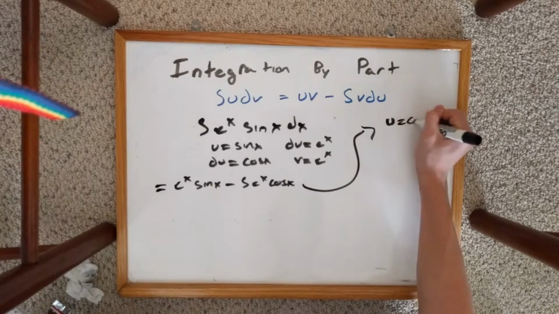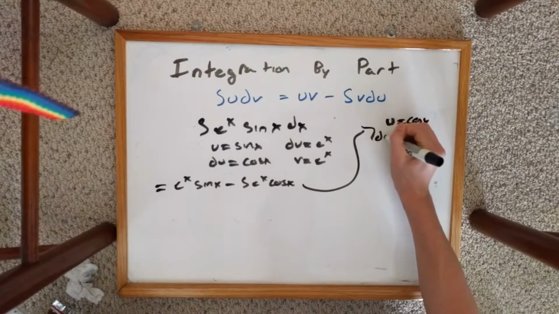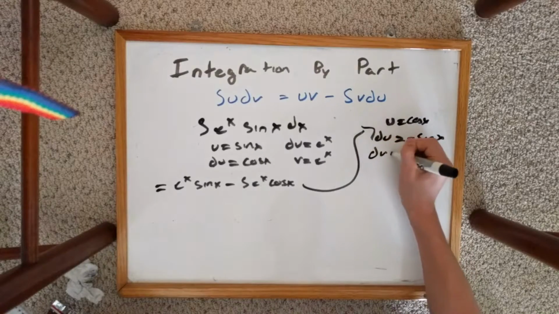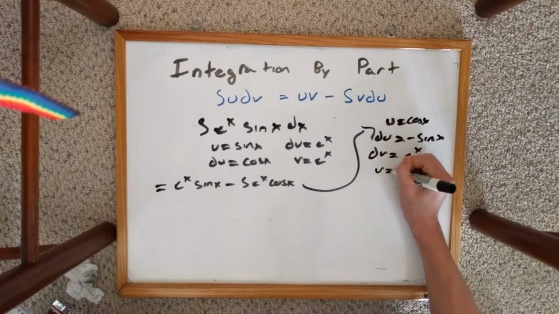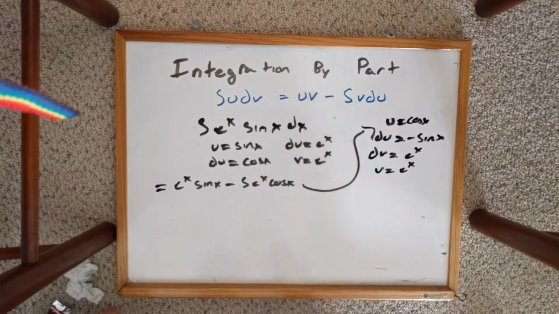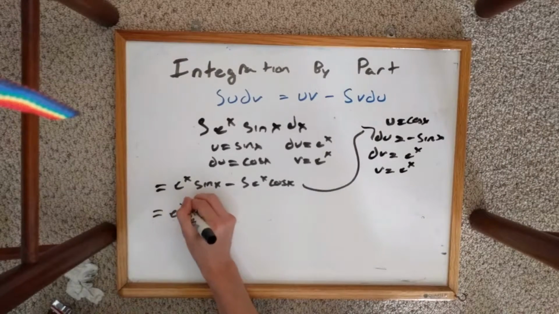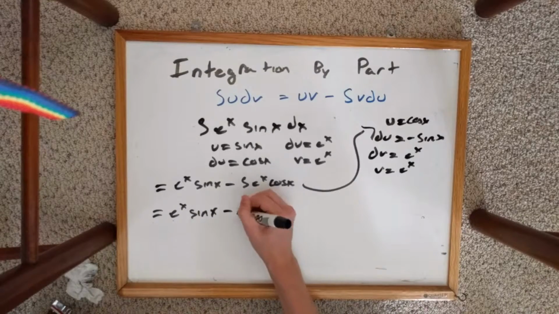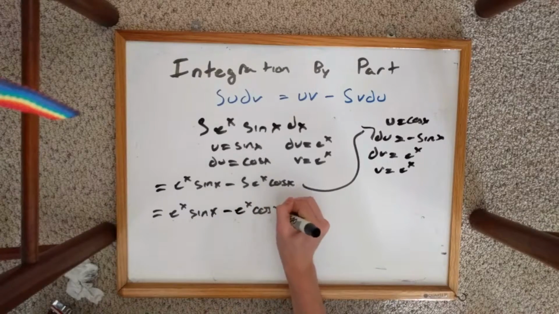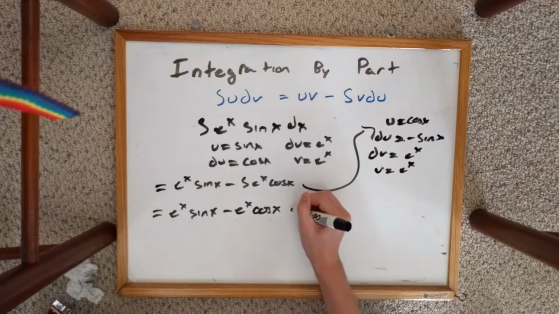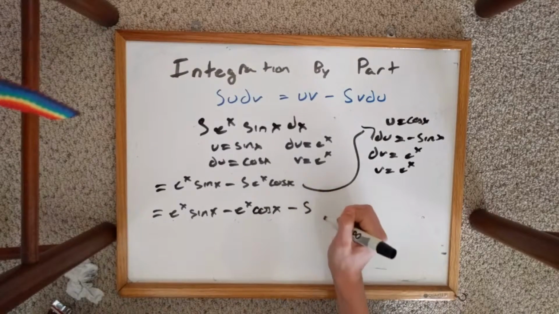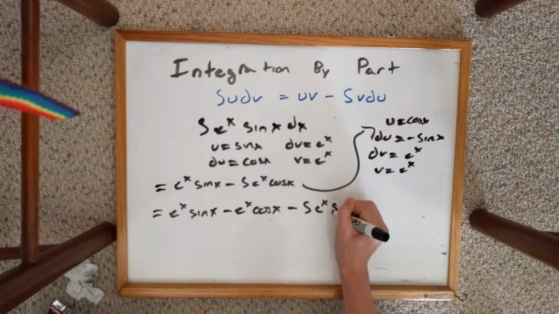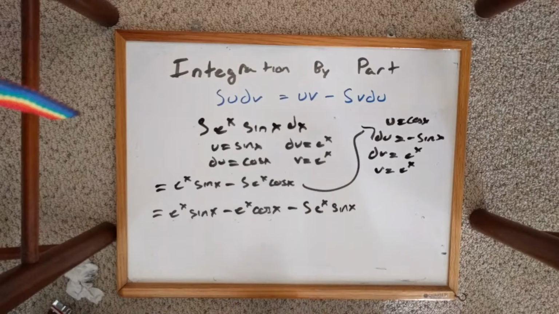u equal to cosine x, du is equal to negative sine x, dv is equal to e to the x, v equal to e to the x. Easy stuff. So we're just filling it all in again. Plus, minus, again, the integral of, oh no, e to the x sine x.